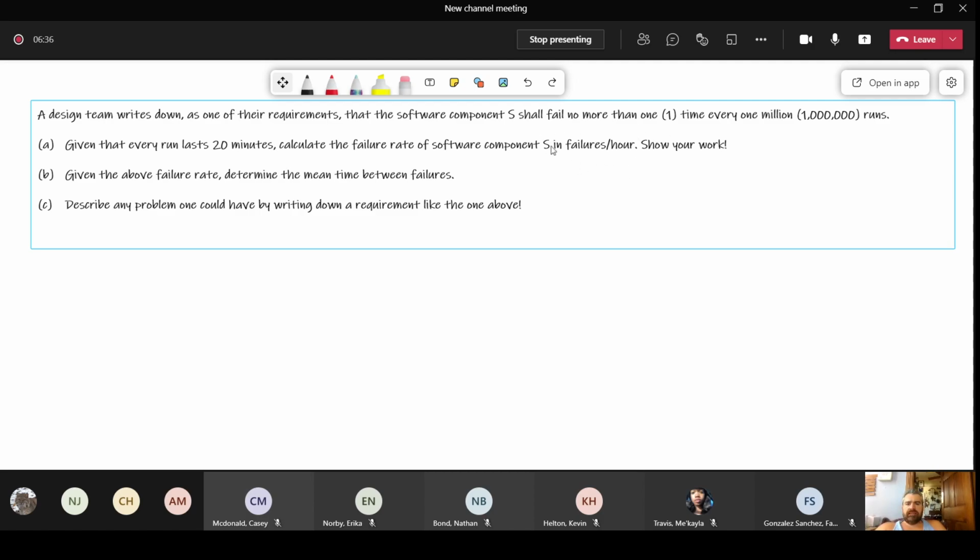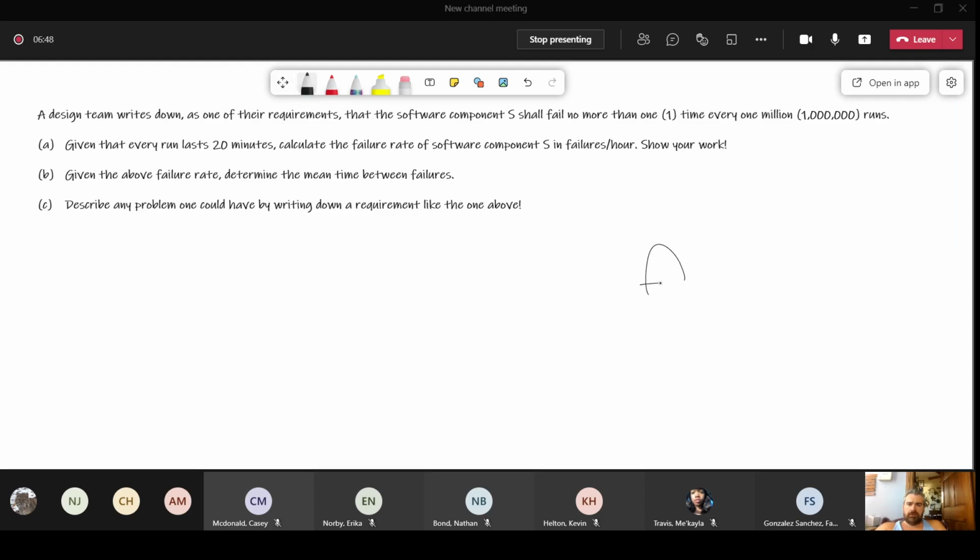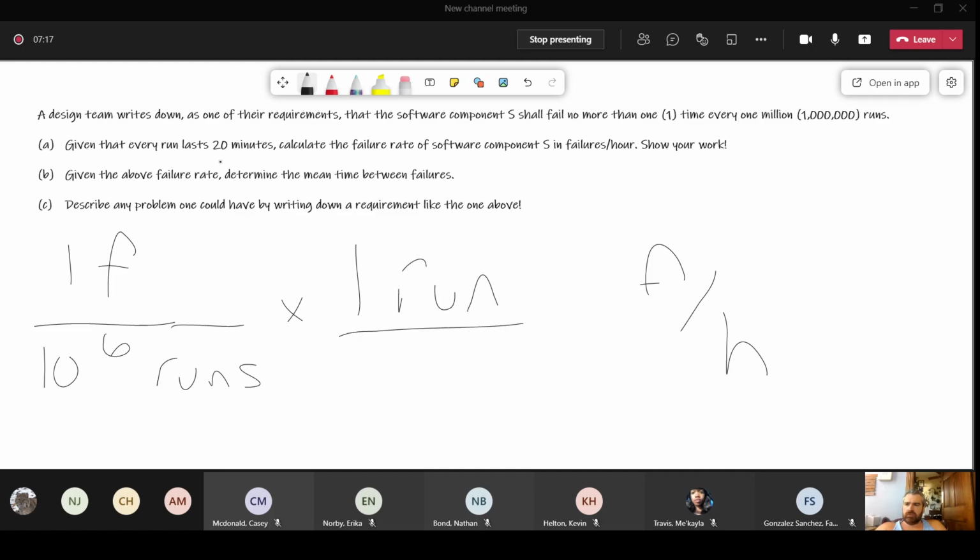if you know what the output unit you want is, and what the units of your inputs are, you can at least make sure you're getting there. So we know we want failures per hour. And we know we've got a failure rate of 1 failure per million runs. And we know 1 run takes 20 minutes.